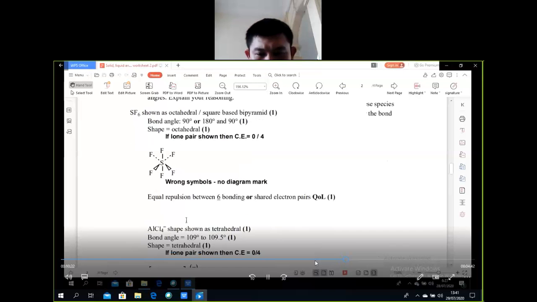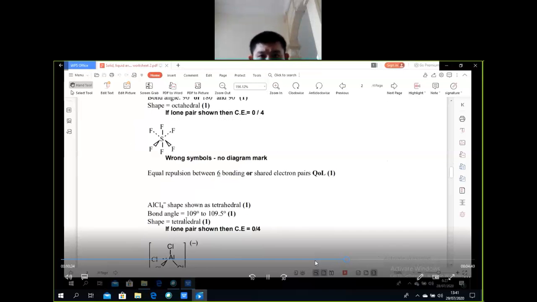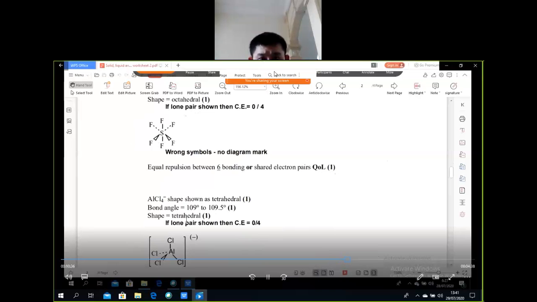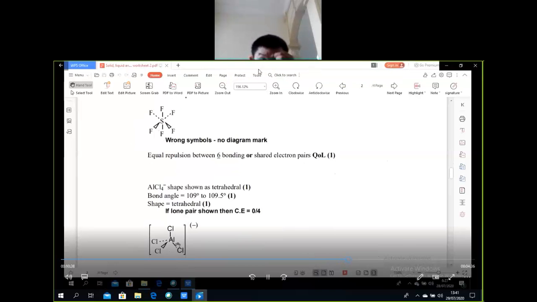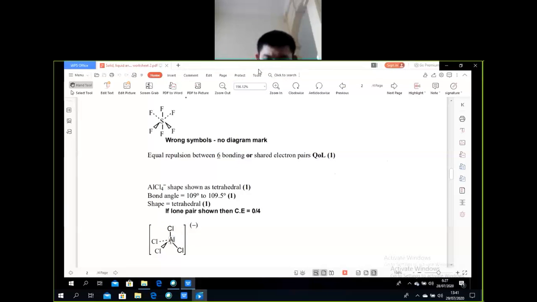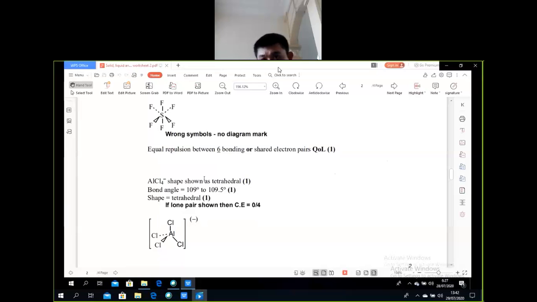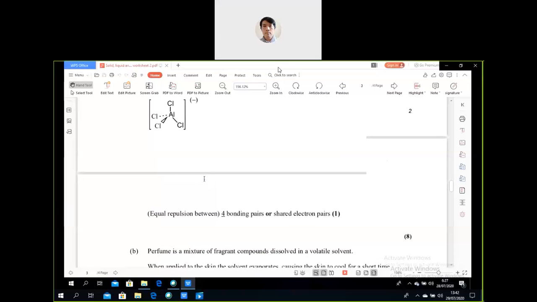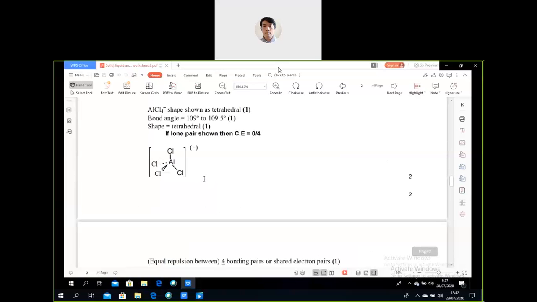And then in AlCl4 negative, the shape is like this. These are the Cl atoms and the Al atom is at the center. There are 4 here. The shape is tetrahedral with a bond angle of 109.5 degrees. From the AlCl4 negative here, we know there are 4 bond pairs and no lone pairs.